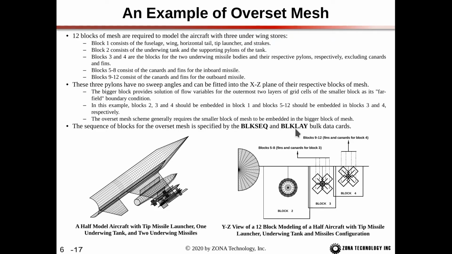Now the block layer card tells ZEUS what the layer number is for the blocks. So in this case, the main block is the first layer, so that would be layer 1. Blocks 2, 3, and 4 are layer 2, and then blocks 5 through 8 and 9 through 12 are layer 3. Now when you tell ZEUS about these layer numbers, then ZEUS will know, oh, okay, blocks 2, 3, and 4 are all layer 2, and because they're all layer 2, they should not talk to each other.